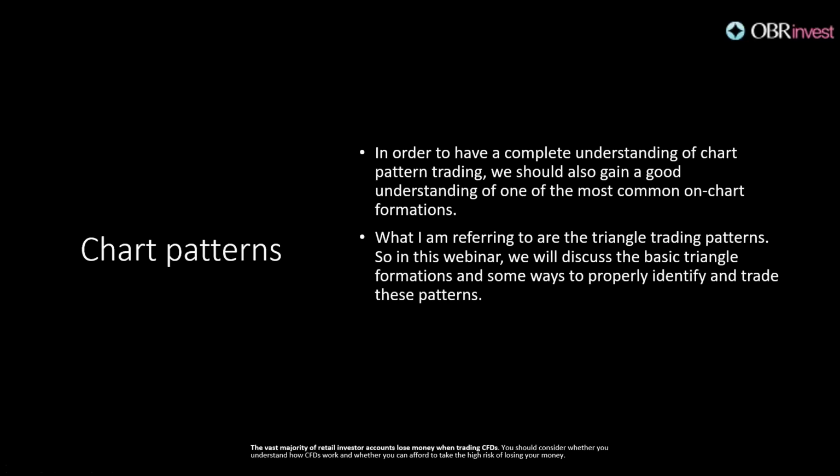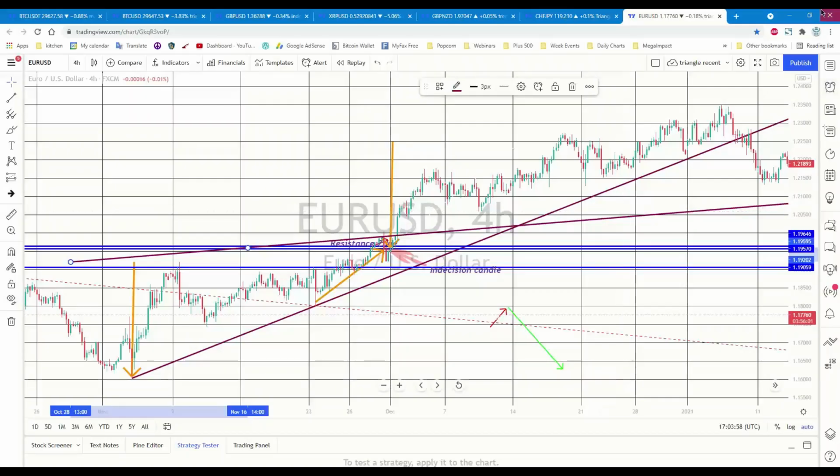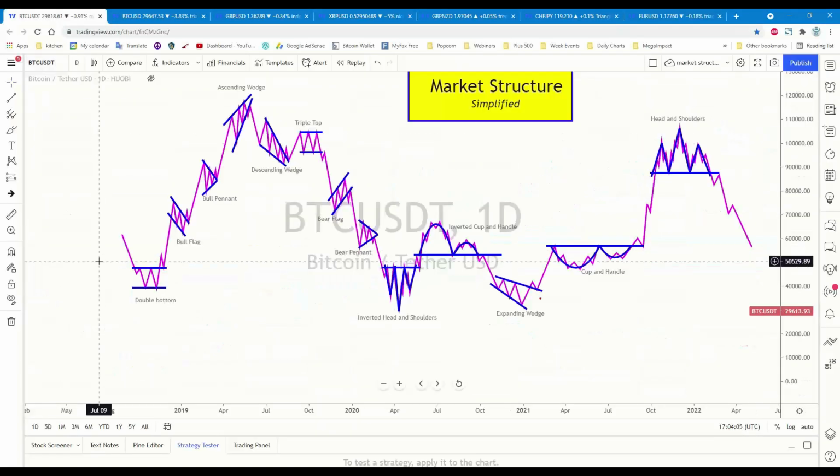I've prepared a little presentation, a little chart for you. So let me pop up these charts. I'm just waiting for it to pop up. There we go. Now, what you can see on here is I've picked out all the main patterns.